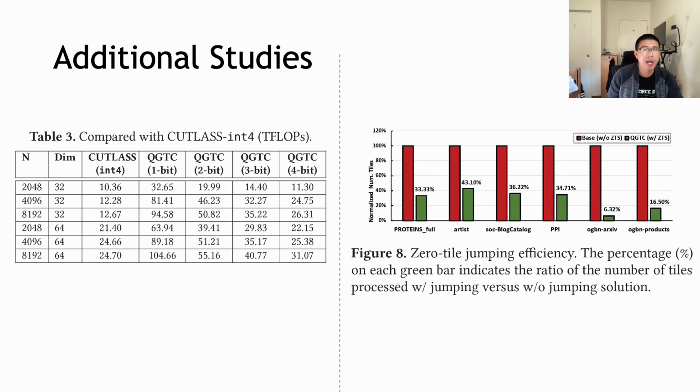And we also measure the effectiveness of our zero-tile jumping technique. As we can see from the right-hand side figure, our zero-tile jumping technology can effectively reduce the number of the tiles up to 70%, which can effectively reduce the tiles when we conduct the computation on those highly sparse input adjacent matrix.